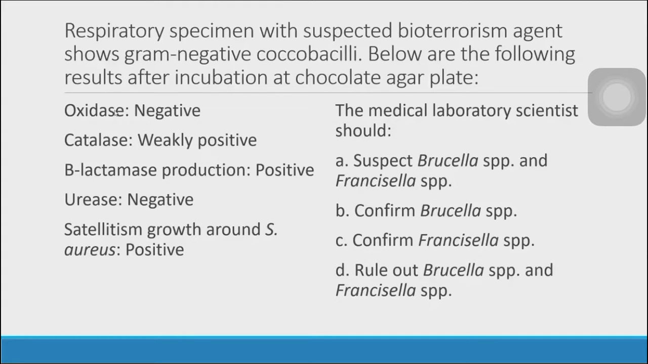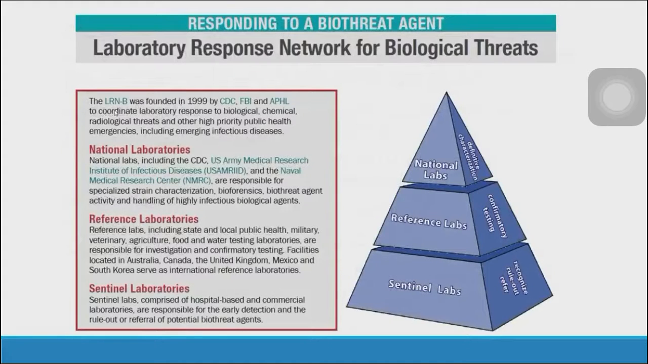Okay, so before answering this, let's talk first about the Laboratory Response Network. The Laboratory Response Network is associated with the identification or handling of suspected bioterrorism agents. Okay? So what is the Laboratory Response Network for Biological Threat, or LRNB?